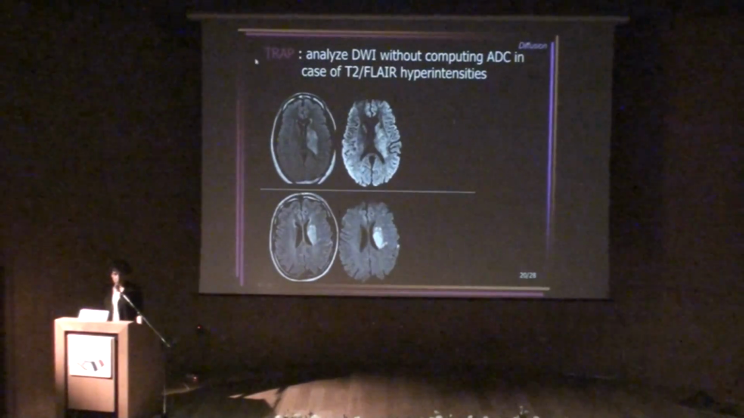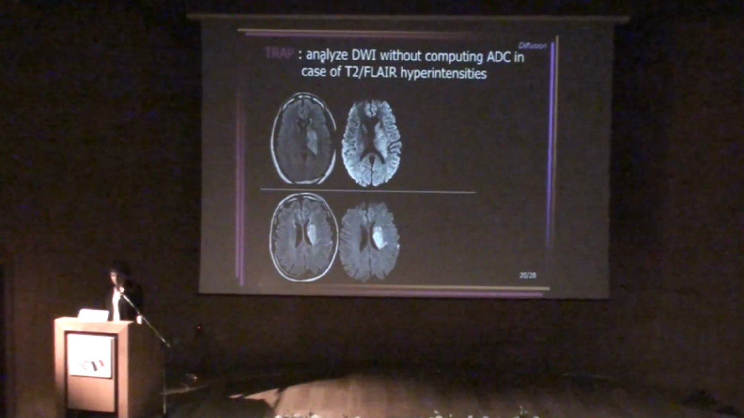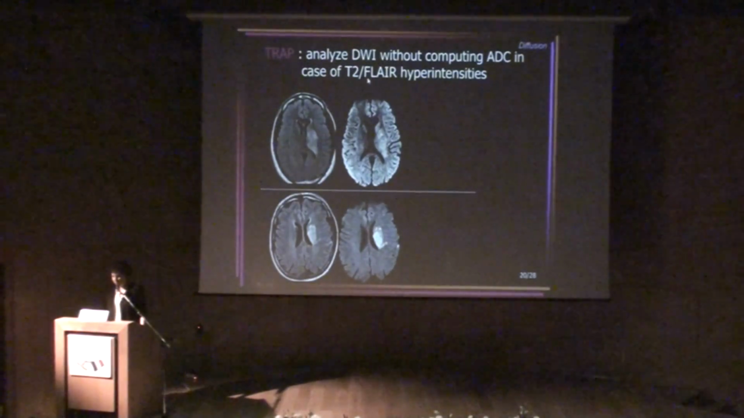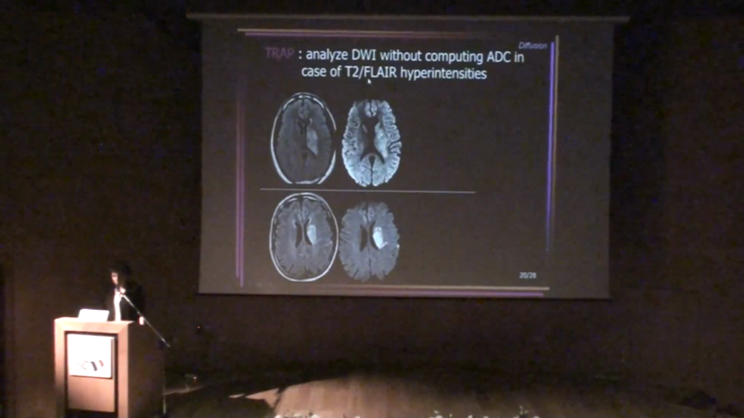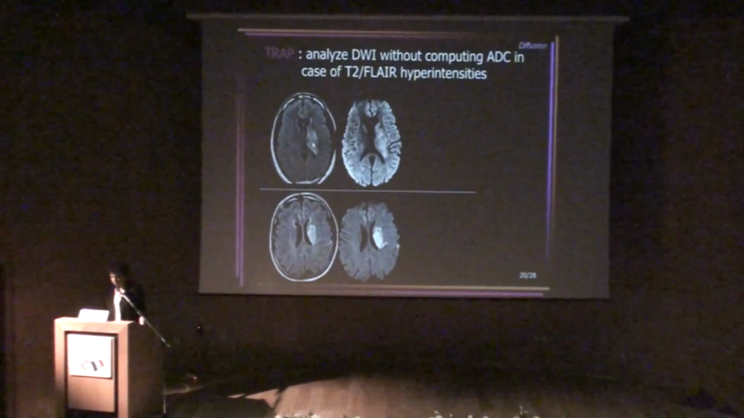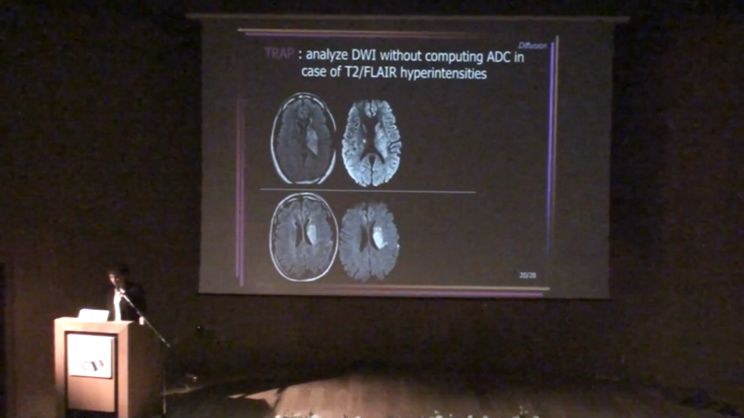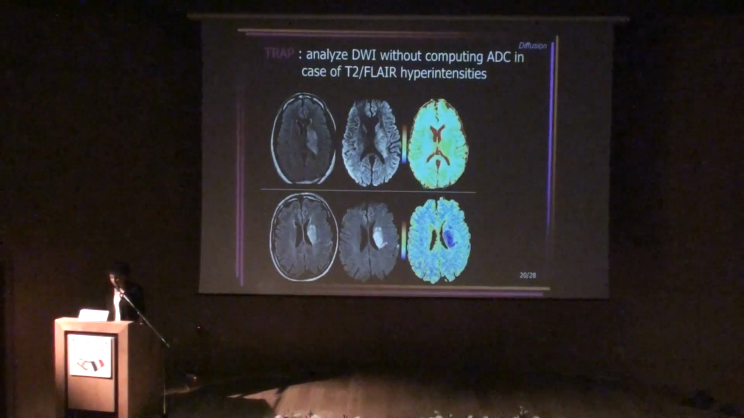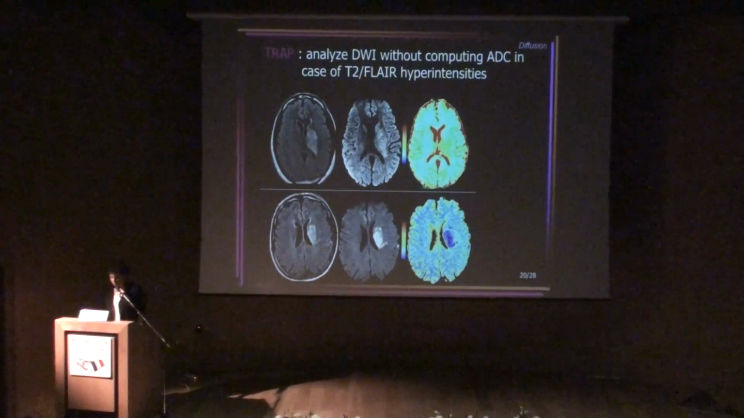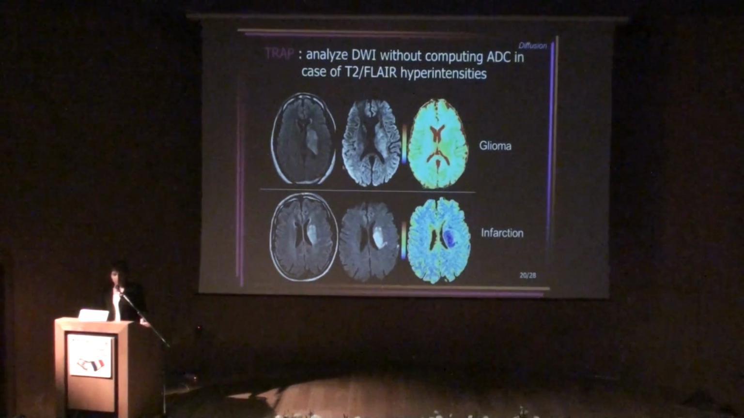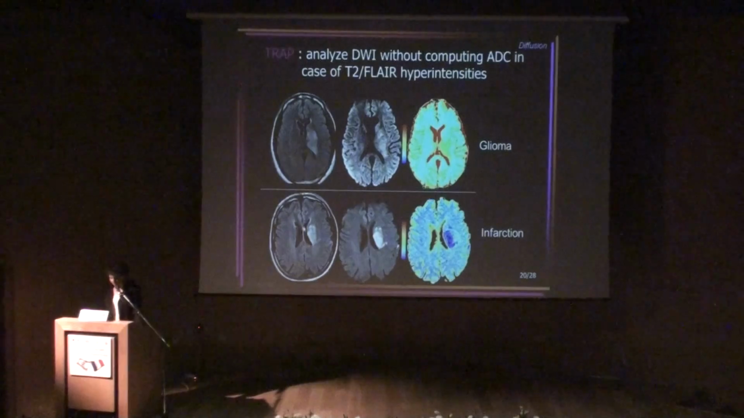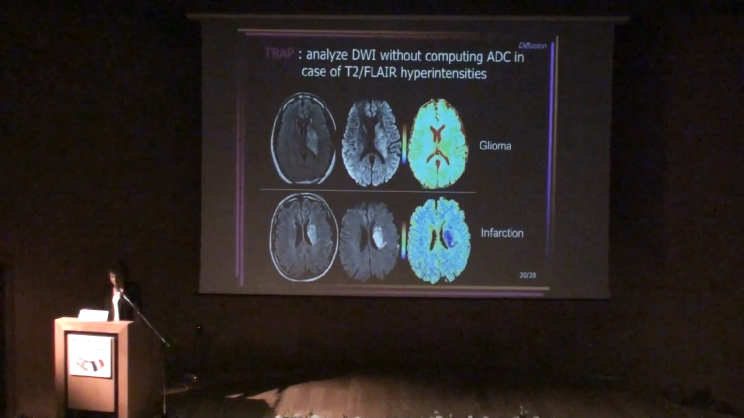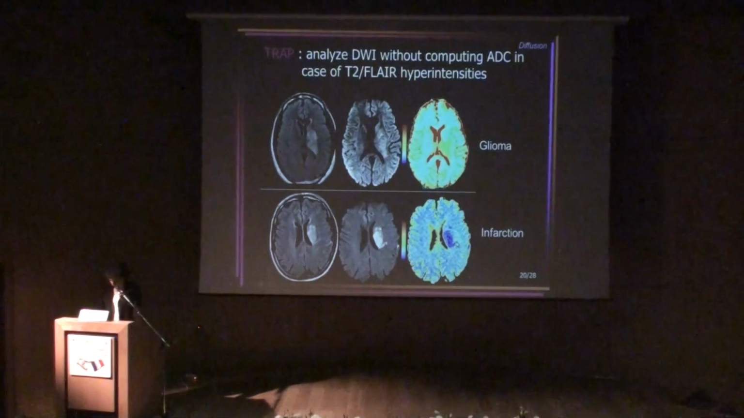Okay, this trap we talked about this morning: analyzing diffusion without computing ADC, you will fall into the trap of the T2 shine-through problem. So don't forget, every time a lesion is bright on FLAIR and bright on diffusion, just compute the ADC to conclude that here it's likely not an acute stroke, it's a glioma, but you need more sequences to conclude that it's a glioma, of course, and here it's an infarction because it's bright and there is a decreased ADC value.